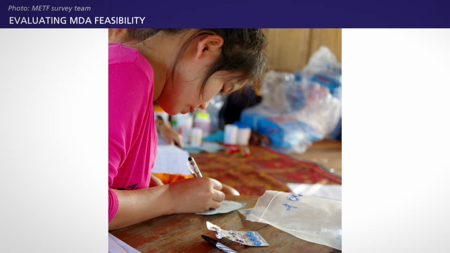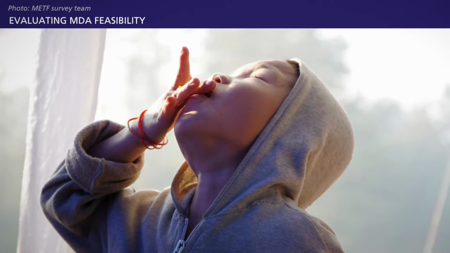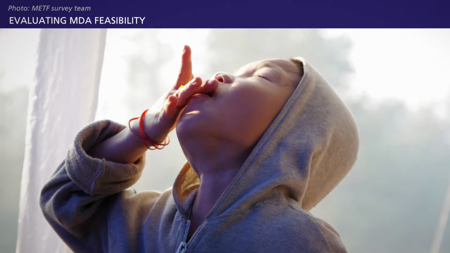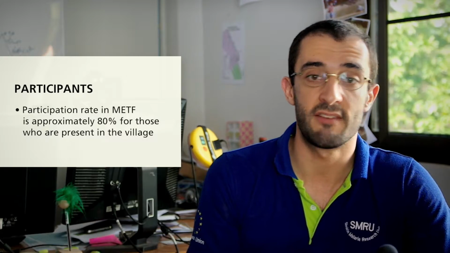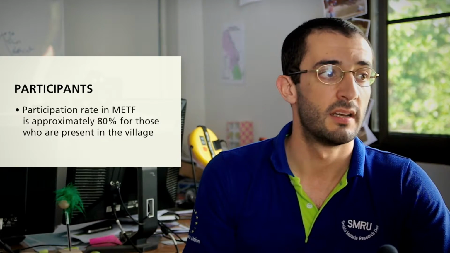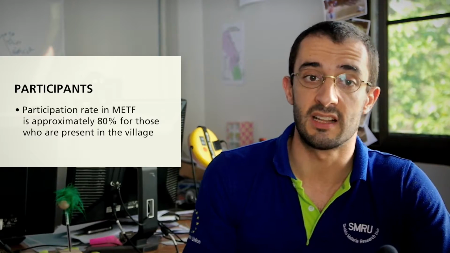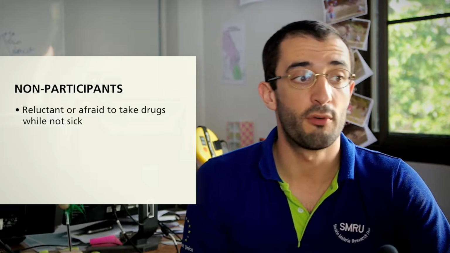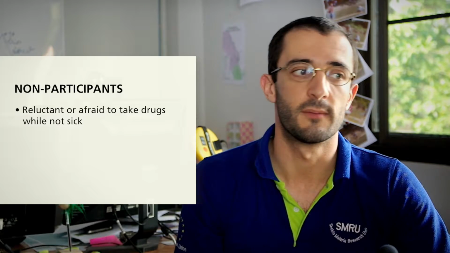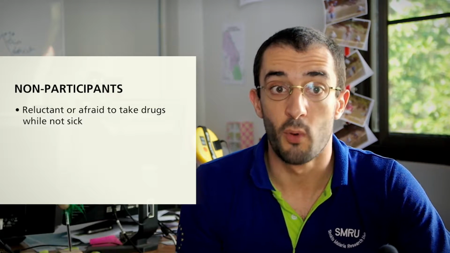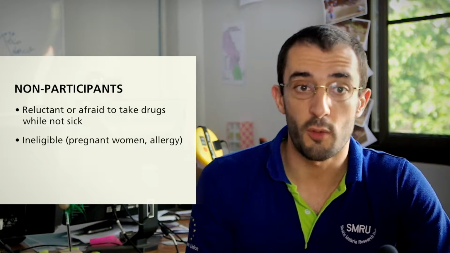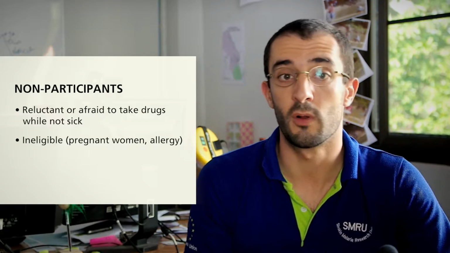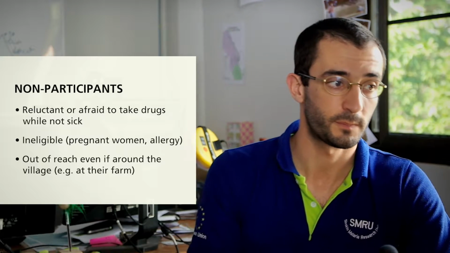And at the end of 1 month of intervention, we can look at the proportion of the village population who took MDA. And in general, in a METF, about 80% of the villagers who are present participate. A good participation tells us that our community engagement efforts have been successful. If participation is low, we can look at the reasons why people are not participating. And in majority, these are people who are afraid or reluctant to take drugs while not being sick. So this can help us to target more community engagement. A smaller proportion of non-participants are ineligible people or people who have traveled for a short period.